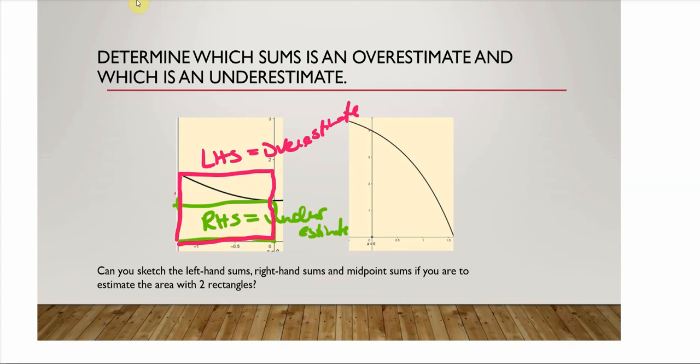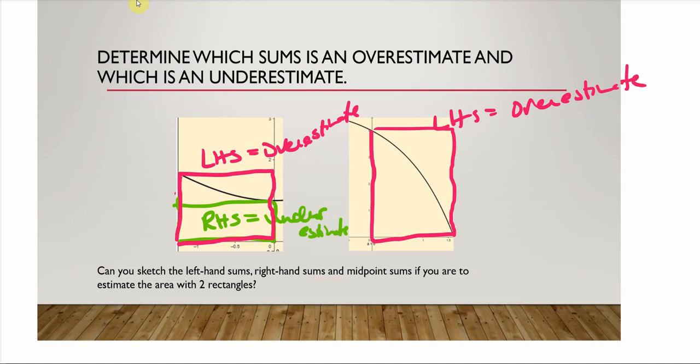If I do the left, what are you noticing about the left? It's still considered to be a what? The left hand sum is going to equal an overestimate. Okay, and if I do the right hand sum again, the right hand sum is going to be 0. That's a horrible estimate. With one rectangle, it's going to be an underestimate. Okay.